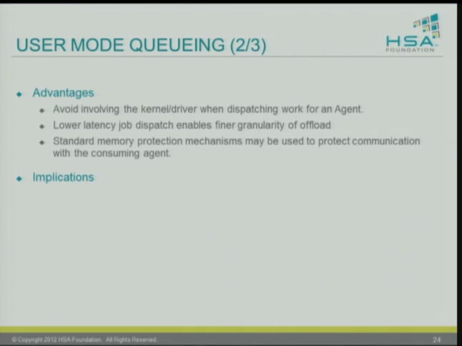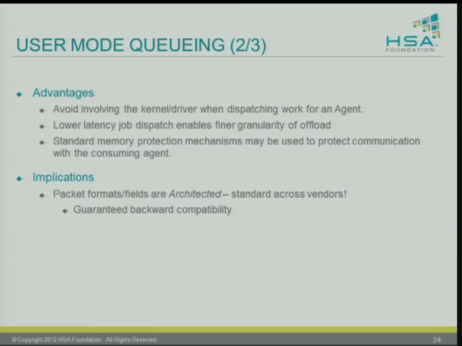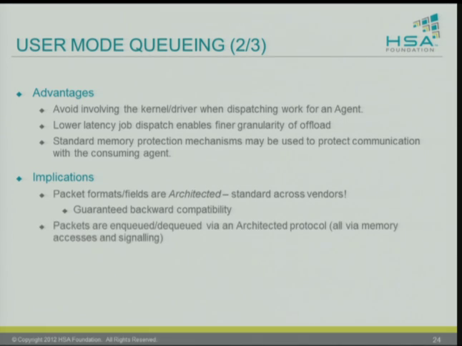What are the underlying implications of this? So the important one here is that this is architected. So this notion of a queue is architected. So this means that there's some queue structure, and the layout of that structure is architecturally defined. And we do this in a way that we try to also guarantee backward compatibility. And then packets are placed in this queue via an architected protocol. So this all needs to be architected so that the same code can work across multiple different HSA compliant devices or agents. So we'll talk more about that later, in particular the architecture of these different things.